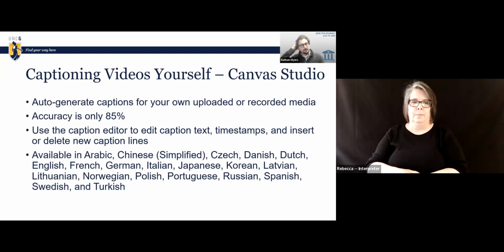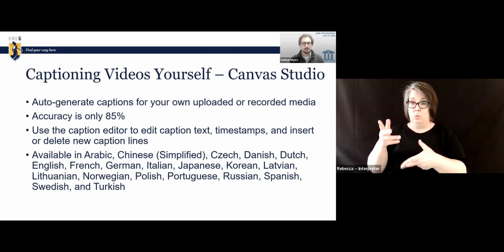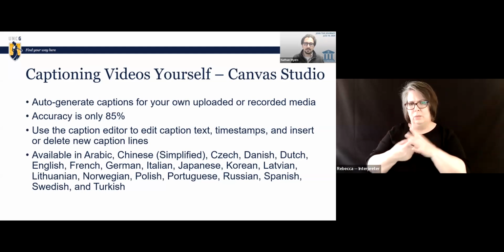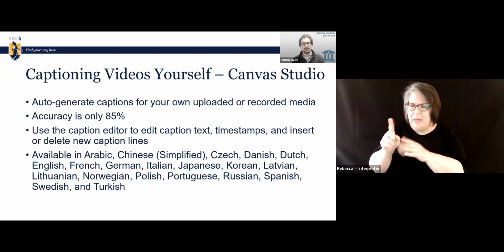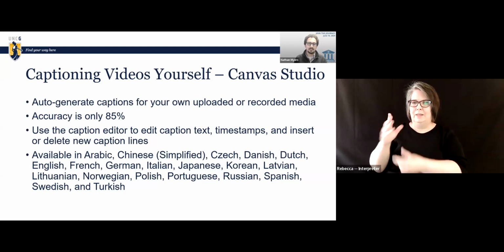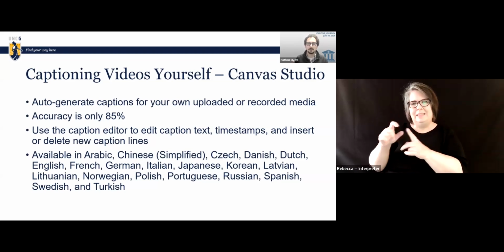So once you have a video in Canvas Studio, you can auto-generate your captions, right? We said that's a good starting point. It takes a few minutes, but Canvas Studio will generate an SRT file for you, which is basically a plain text file with the transcript and the time codes on it that can be loaded in as a caption file.